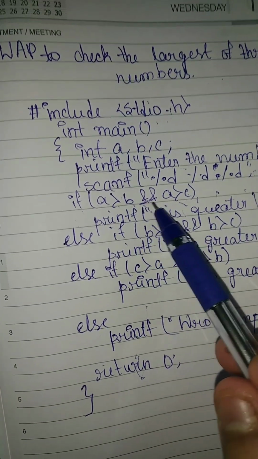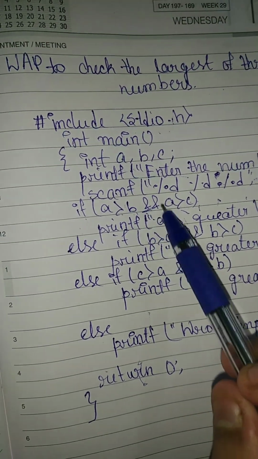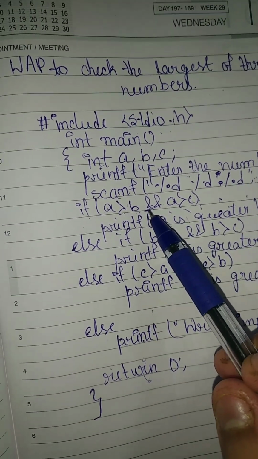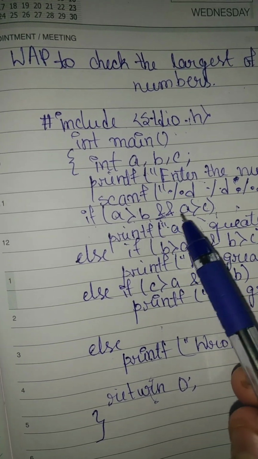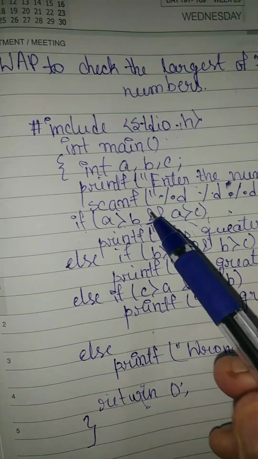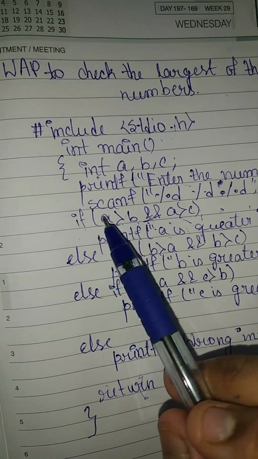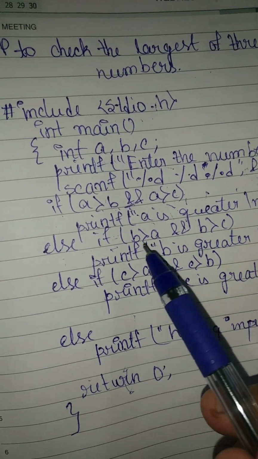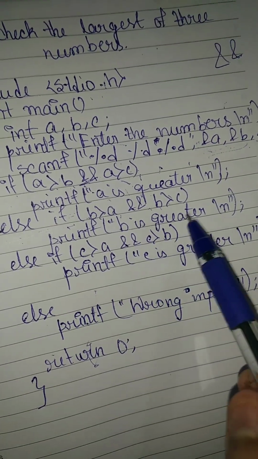Within if I have written the condition: if a greater than b and a greater than c. In C programming, this double ampersand is called the AND operator. This AND operator works like this: if both the conditions are true, then only this statement will print, and if any of the conditions is false, then it will check the next condition. Now see, I have written this condition within if, and after that I have used else if. Within else if I have written another condition, that means if b greater than a and b greater than c, then b is greater.